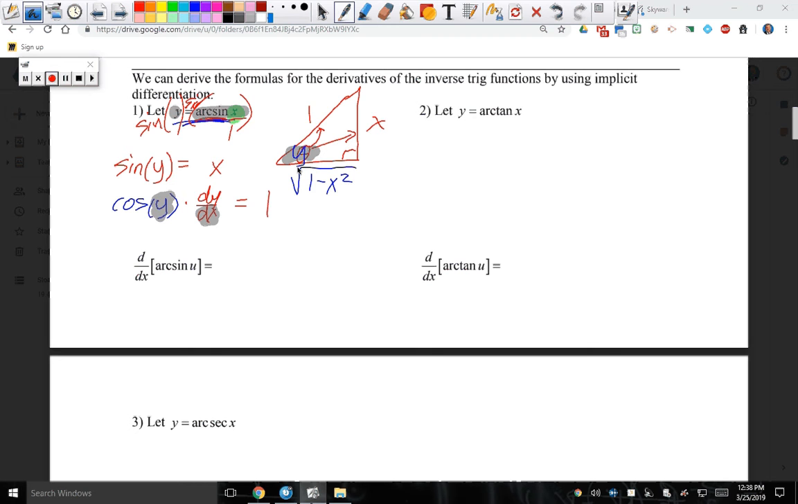And if I took the cosine of y, it would be adjacent over hypotenuse. And the answer that you should get for the derivative rule is, let me not simplify it quite yet, adjacent over hypotenuse is this times dy dx is equal to 1. Therefore, the derivative rule for arc sine is 1 over the square root of 1 minus x squared.